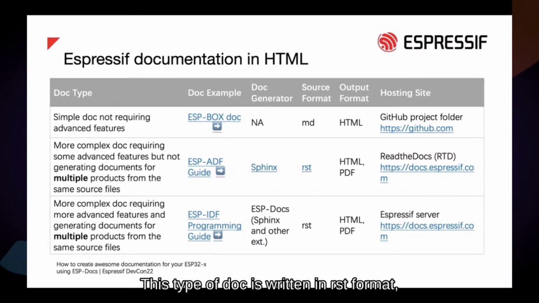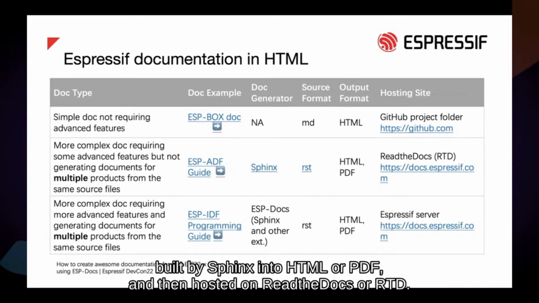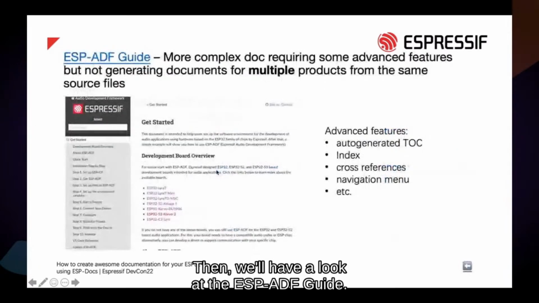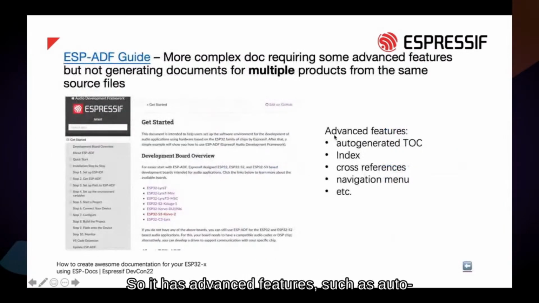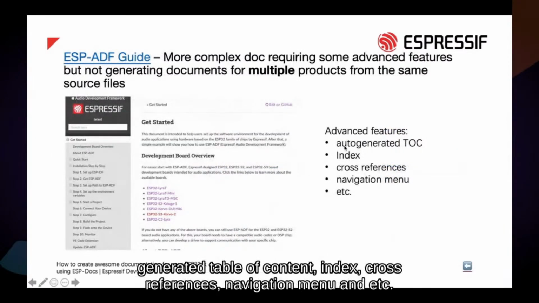This type of doc is written in RST format, built by Sphinx into HTML or PDF and then hosted on ESP-Docs or RTD. Then we'll have a look at the ESP-ADF guide. So it has advanced features such as auto-generated table of contents, index, cross-references, navigation menu, and so on.